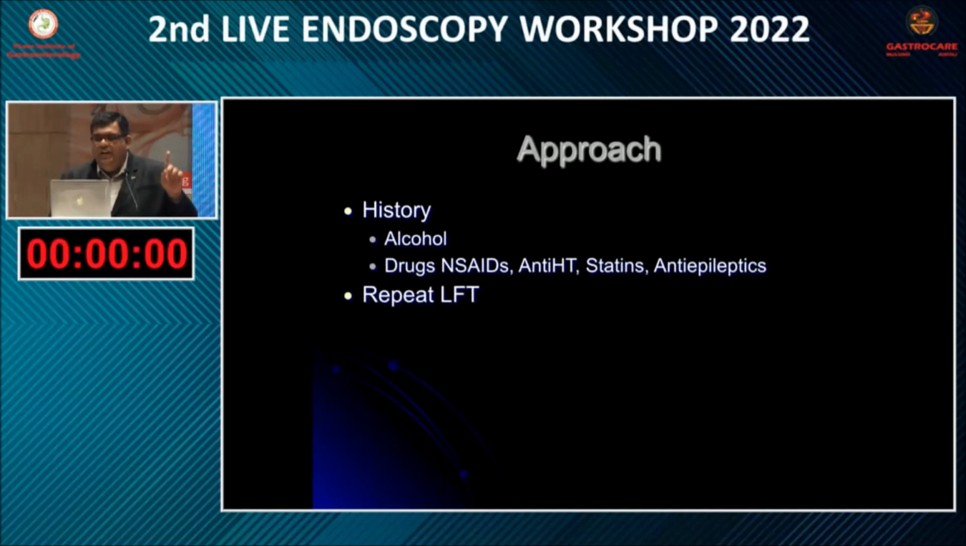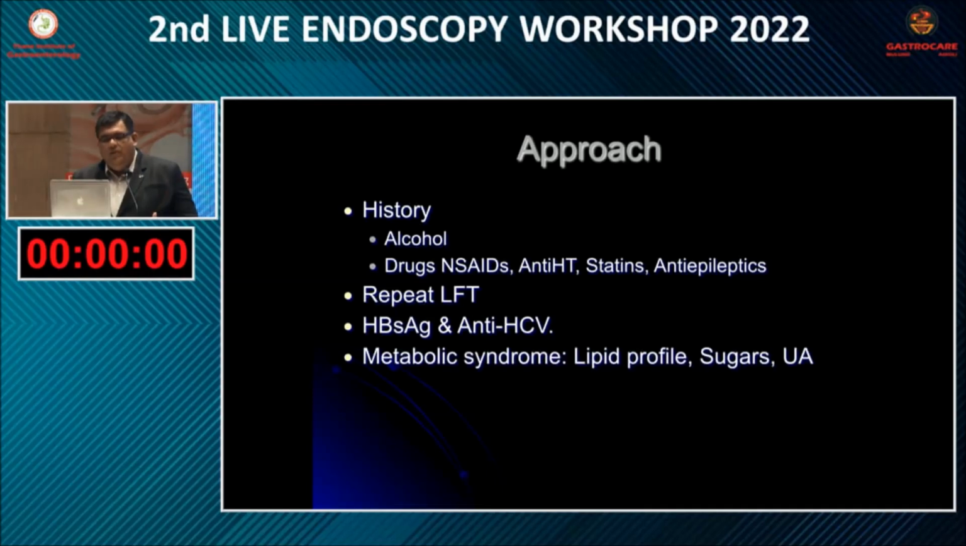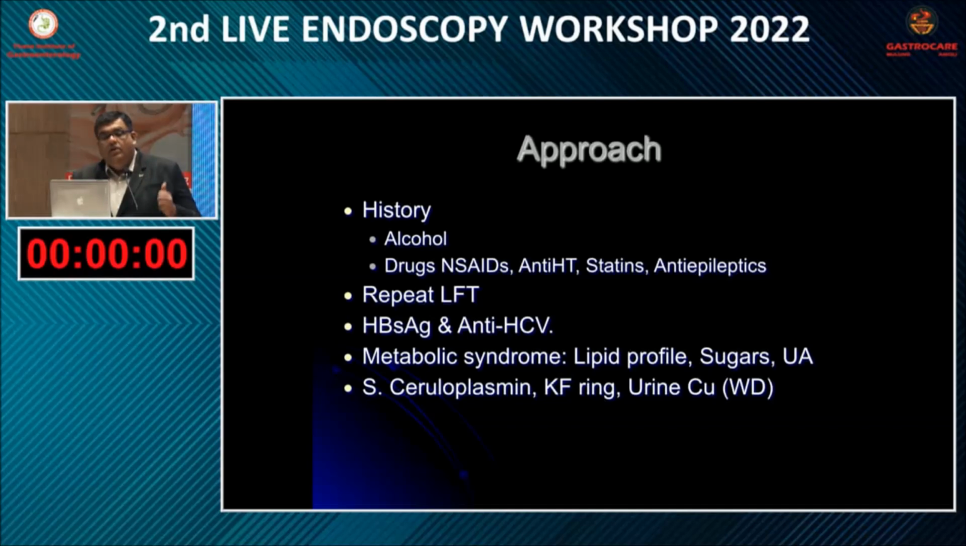We always repeat LFT. Remember, we said that based on one abnormal report, we never investigate. The first set of tests in abnormal SGOT/PT is hepatitis B and C. You look for metabolic syndrome, lipid profile, sugars, uric acid. If you still don't find, you go to the next level of tests. You look for Wilson's disease, you ask for ceruloplasmin, KF ring, urinary copper, and you look for autoimmune hepatitis. You ask for ANA, ASMA, IgG.